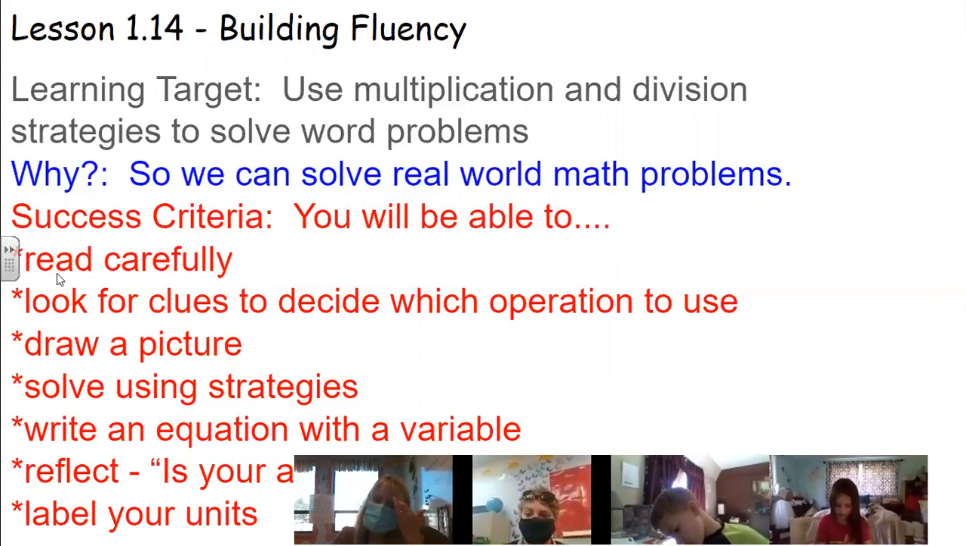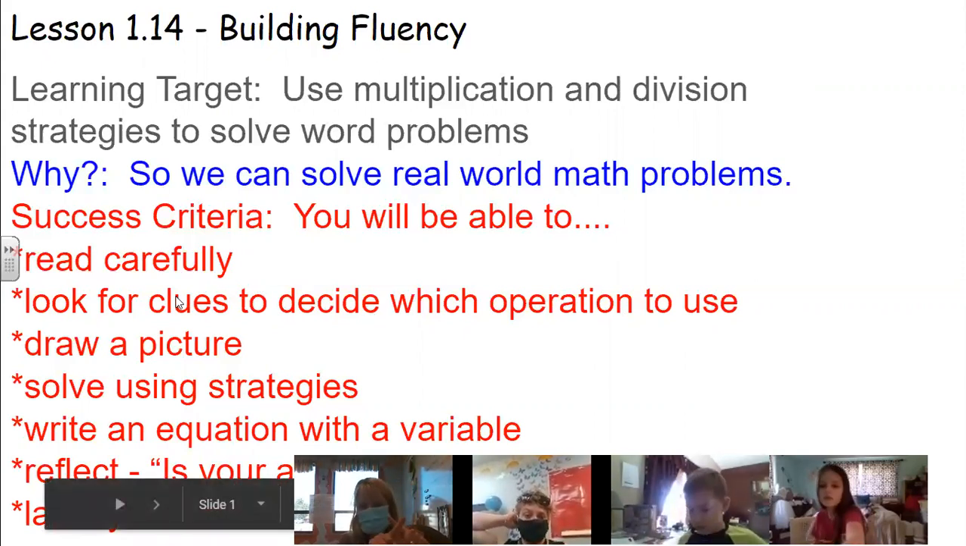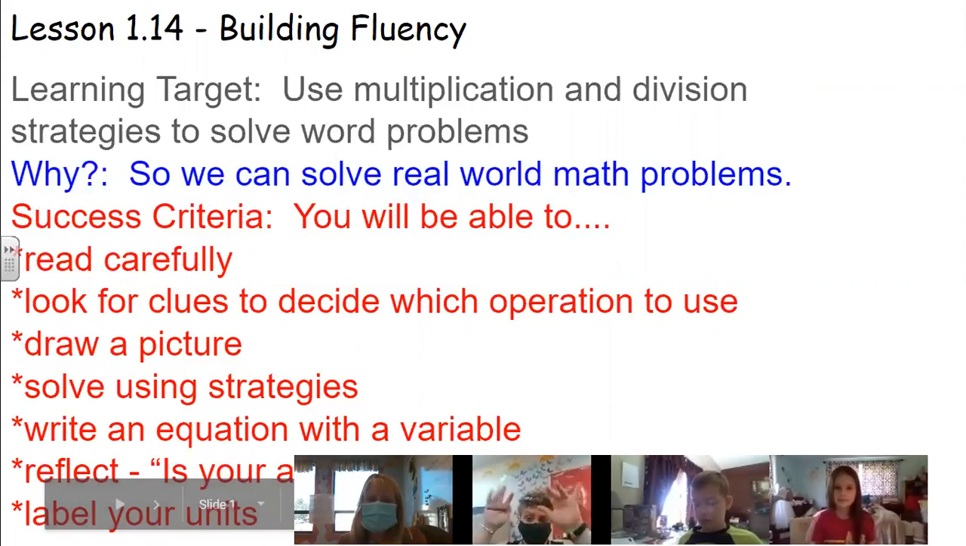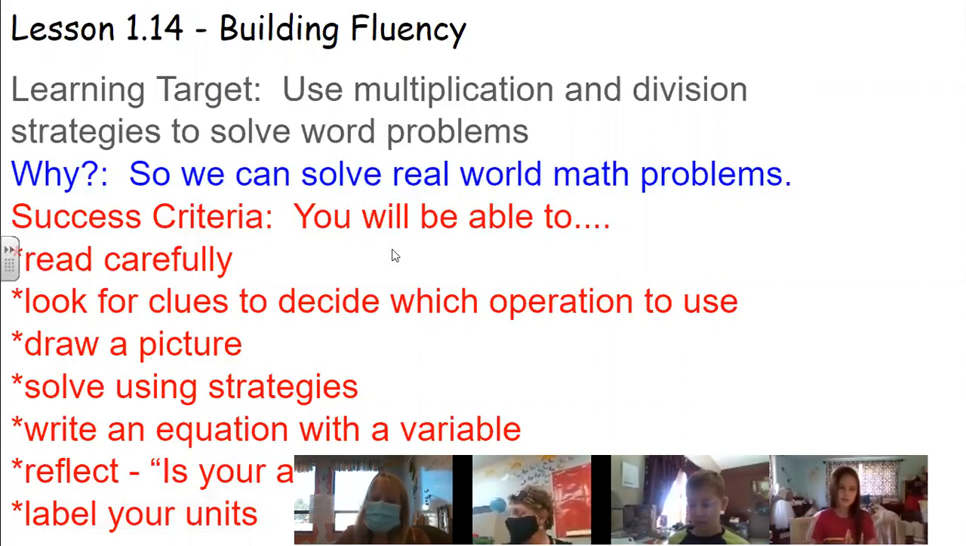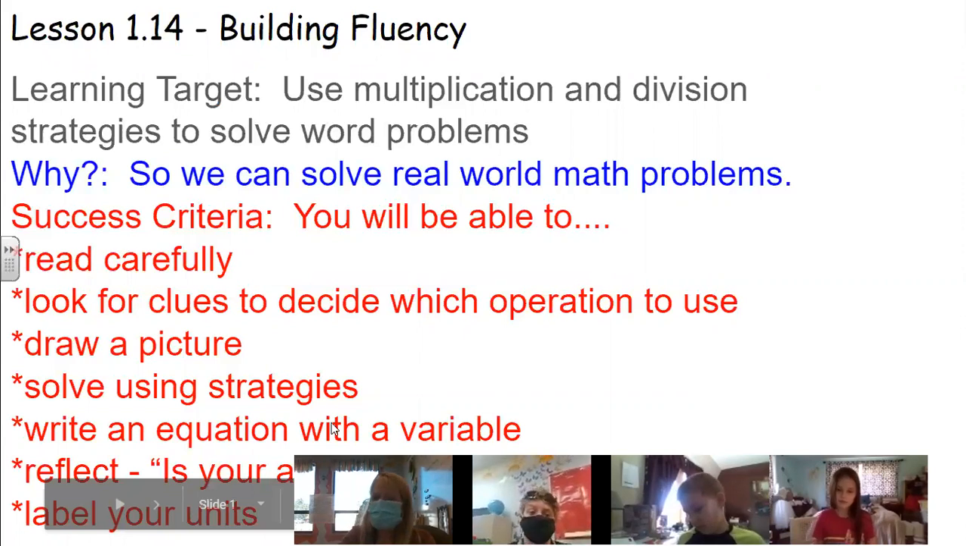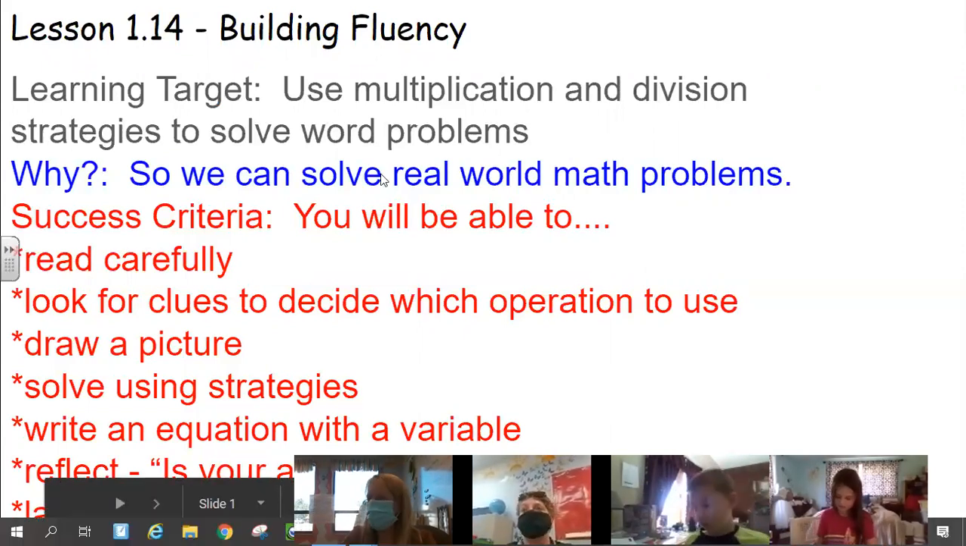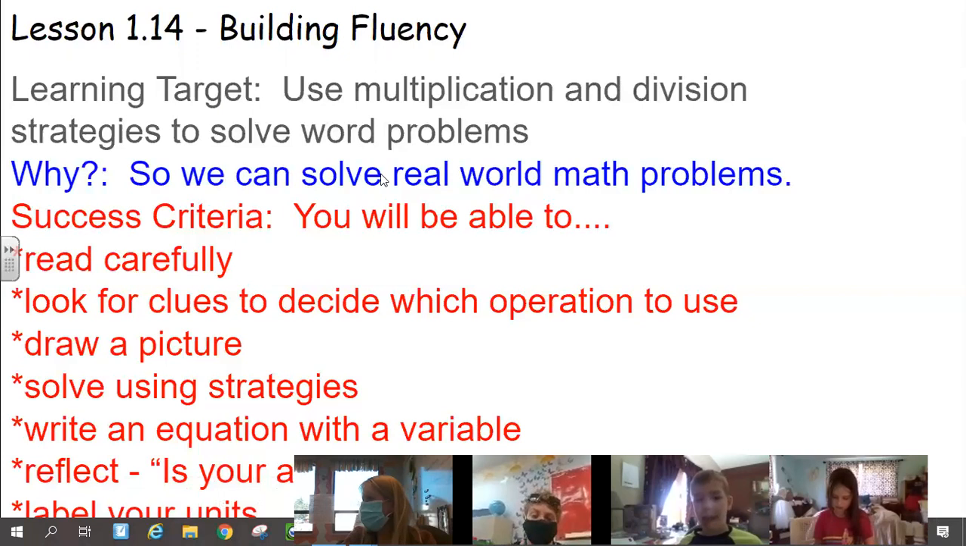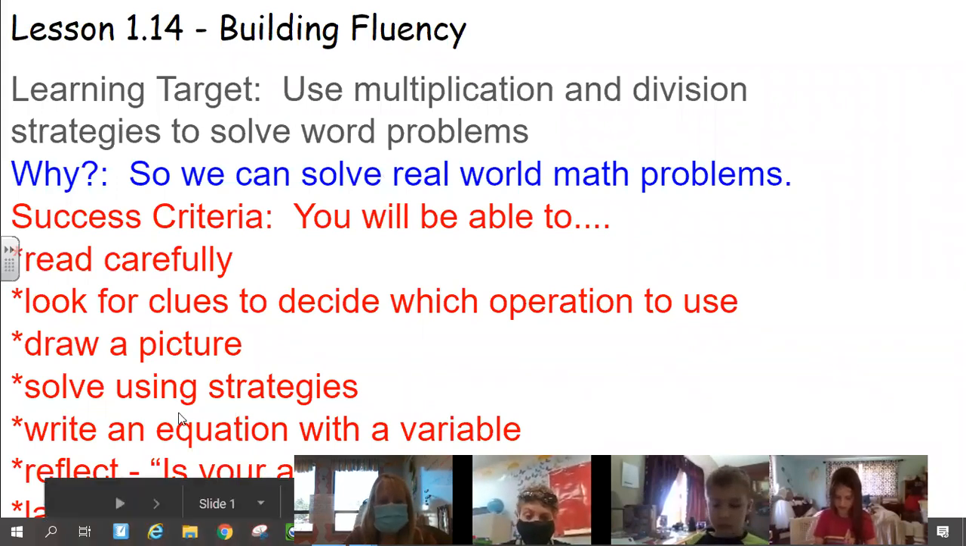Here are some of the things we talked about yesterday. We'll continue to work on them today. We want to read carefully. Look for clues so we know what operation to use, multiplication or division. Get your fingers ready because you're going to be showing me today. We want to be able to draw a picture and use our strategies. I think we kind of forgot about the variable yesterday, so let's see if we can add that today. Who's going to remind me? Mrs. Harrison, thank you. And reflect: does our answer make sense? Is it reasonable? And labeling our units.